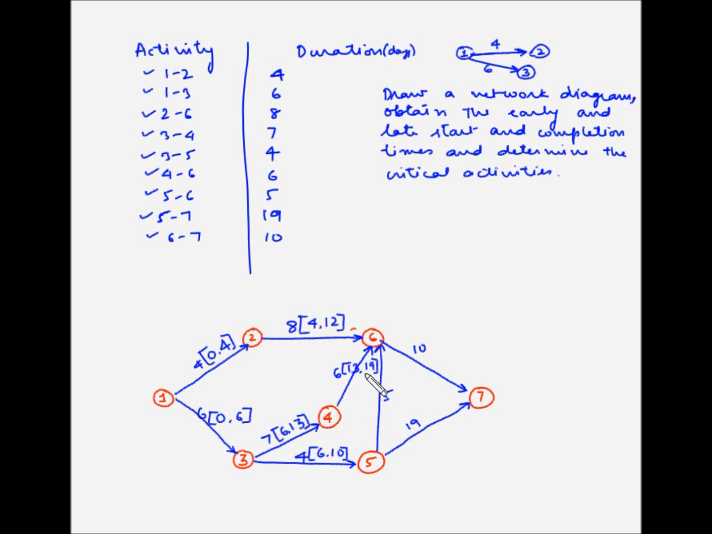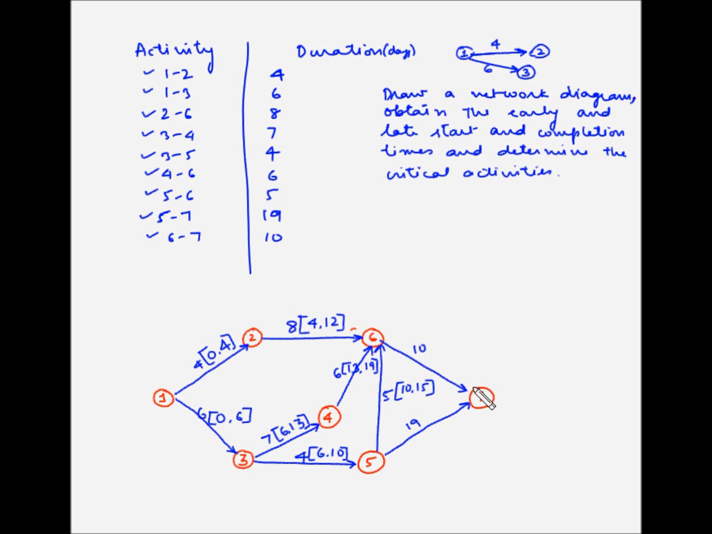So 19 is the earliest finish time for activity 4-6. Now activity number 5-6 has a duration of 5 days. This activity can start only after activity 3-5 has finished. Now activity 3-5 finishes on the 10th day. So activity 5-6 can start on the 10th day and it takes 5 days to complete activity 5-6. So 10 plus 5 is 15. So 15 becomes the earliest finish time for this activity.